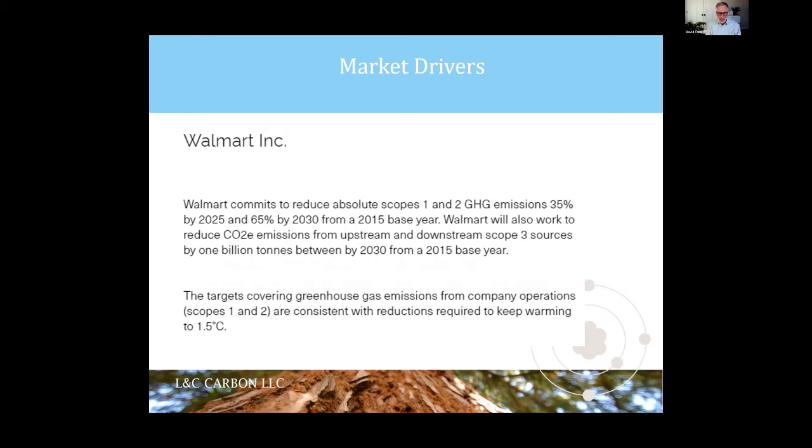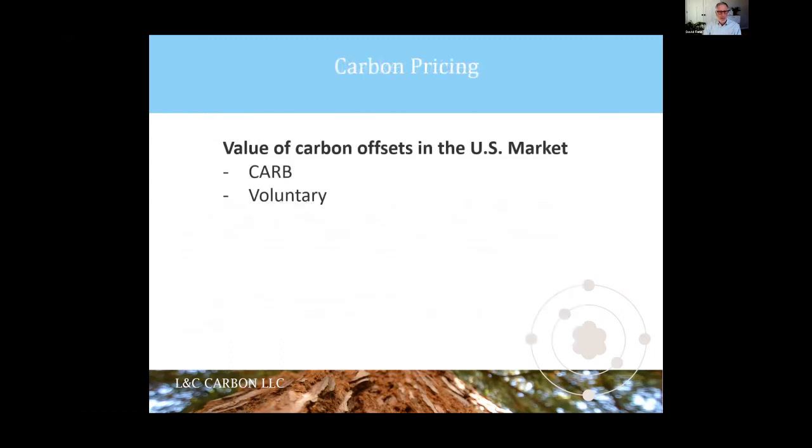And they're also going to work upstream and downstream, which is referred to as scope 3 sources, so their supply chains, by 1 billion tons between 2030 and from a 2015 base. All those kinds of reductions aren't possible through efficiencies. Clearly offsets are going to have to play a role in that, and it's not clear exactly how big it is, but it is going to be significant.